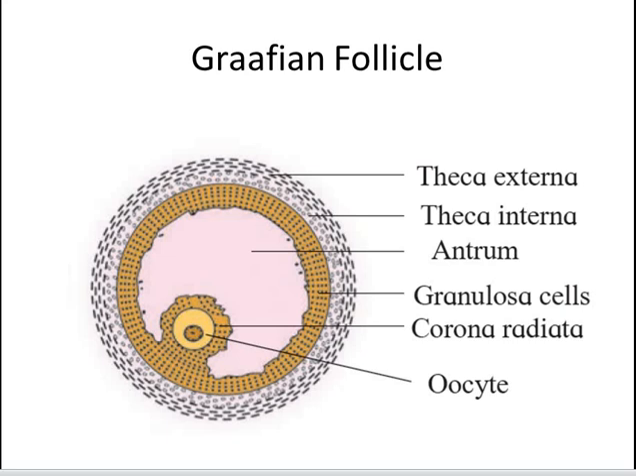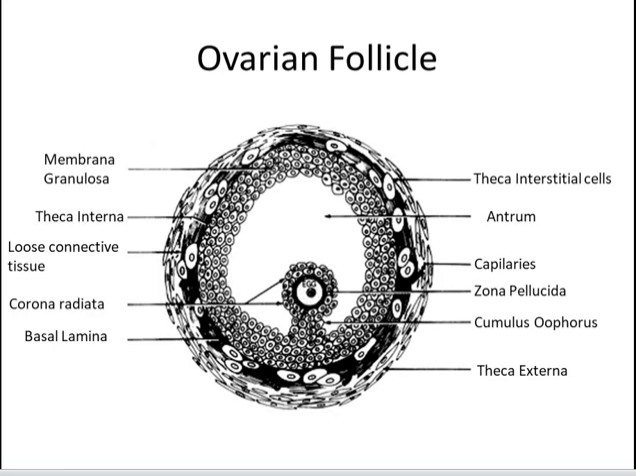From the membrana granulosa, the cells differentiate into the discus proligerus and the corona radiata cells. Cumulus oophorus is the term used for the oocyte and surrounding granulosa cells. A fluid-filled cavity called the antrum lies between the oocyte and the membrana granulosa. It is filled with a fluid called liquor folliculi.